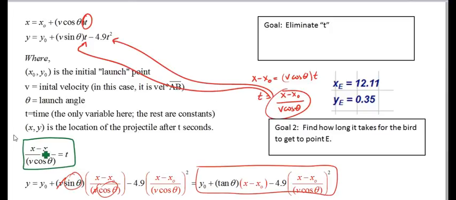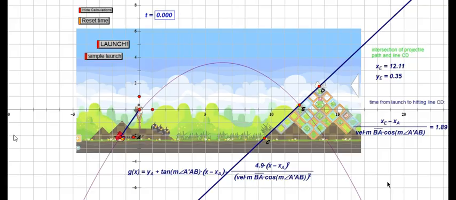So if I put in x sub e into that equation, I'll get x sub e minus my initial x value divided by v times the cosine of theta equals t. So now I'll type that into Sketchpad. This is where I have inputted into Sketchpad the x-coordinate of e minus the x-coordinate of my initial point divided by the velocity times the cosine of the angle. So right now it will take 1.89 seconds to get to point E.